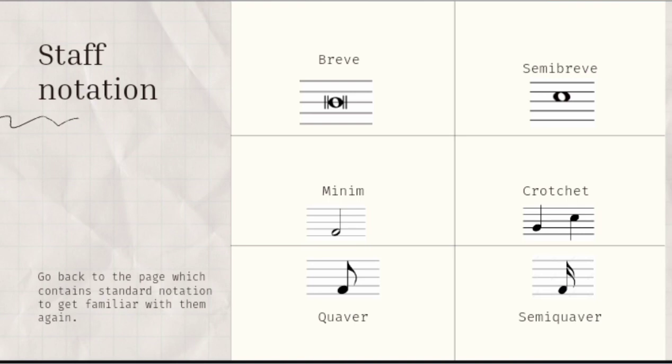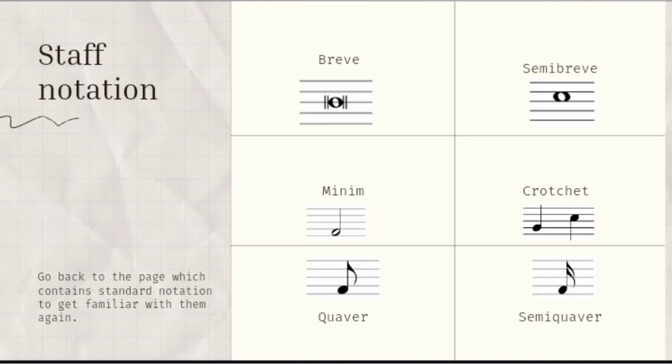Whenever you see this symbol, you know, oh, this is a brief. I've seen it before. I see this symbol and that is a semi-brief. I don't need to think about it. I see this symbol, oh, this is the minim. I know it. This other symbol is a crotchet. I see this other symbol, oh, that must be a quaver.